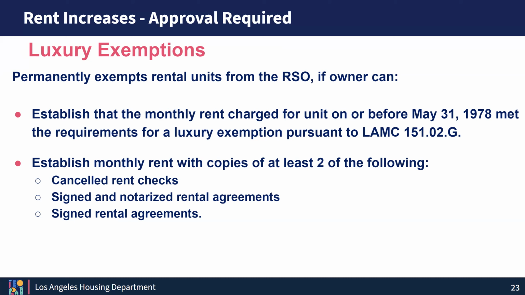Examples of evidence that could establish this are rent canceled checks, notarized rent agreements, or just signed rental agreements. So this goes back a number of years. An owner does have to work closely with LAHD staff to determine how to best prove that the rent in 1978 was the amount that the municipal code required.